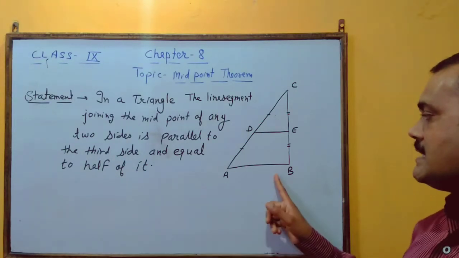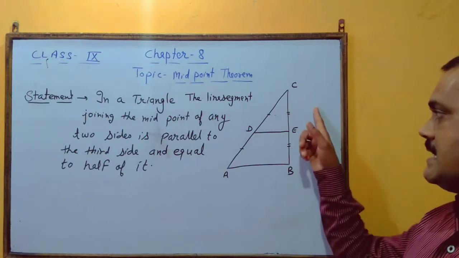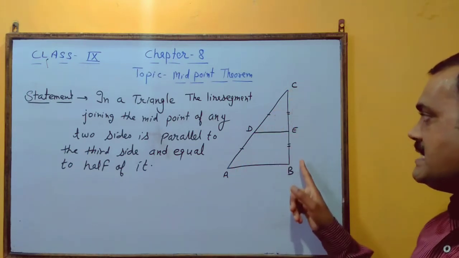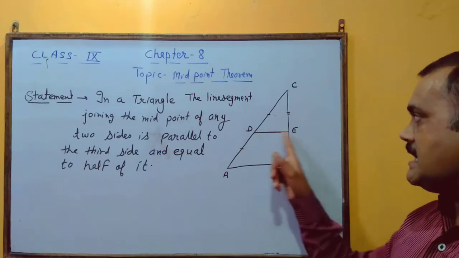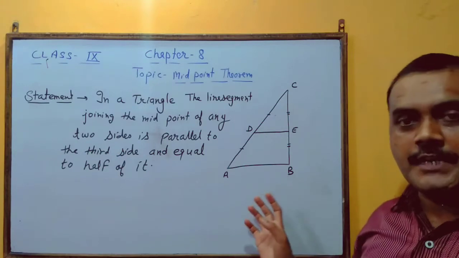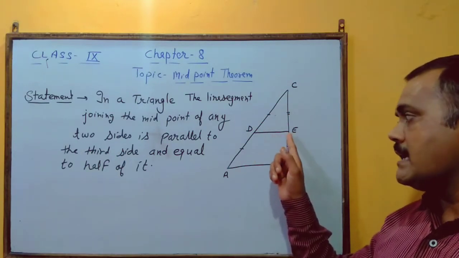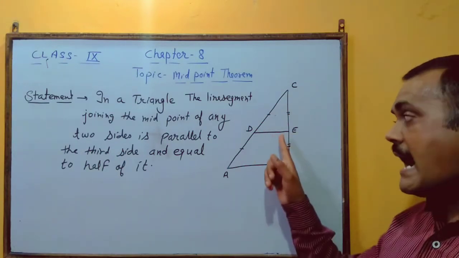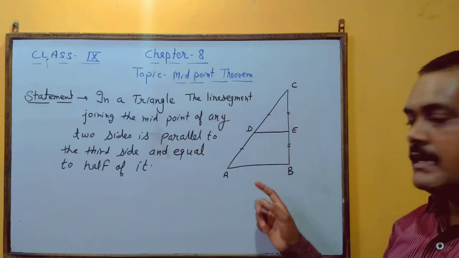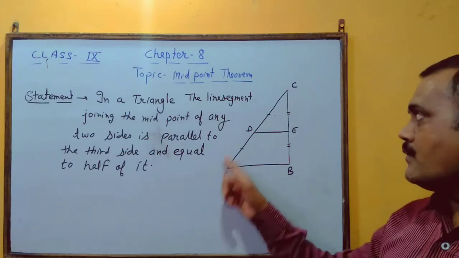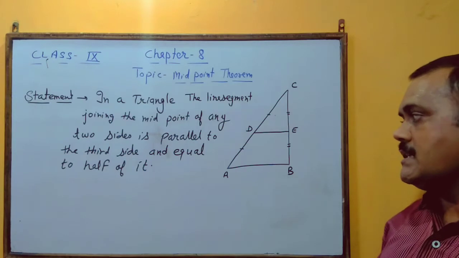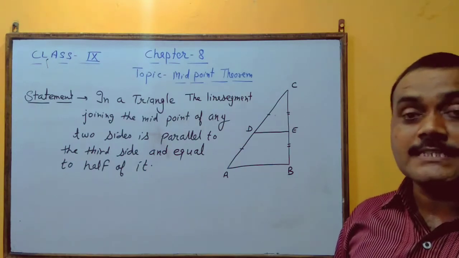So in this diagram you can see, in triangle ABC, D and E are the midpoints of AC and BC respectively. And this DE line segment joins the midpoints, then we need to prove that this DE is parallel to AB and half of it. Because a triangle has three sides, one is AC, other is BC, and last will be AB, and we need to prove this DE will be parallel to AB. Now let us see how to prove this.